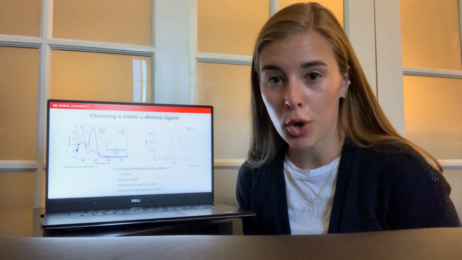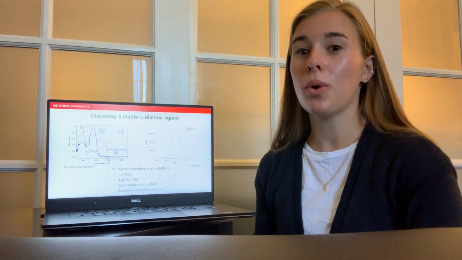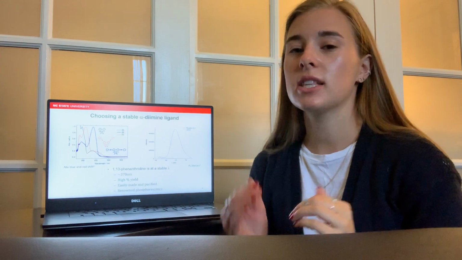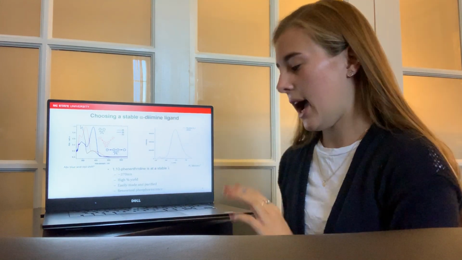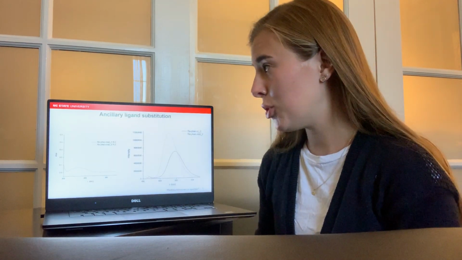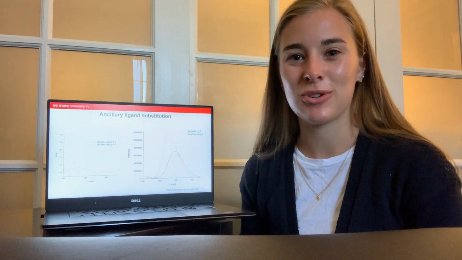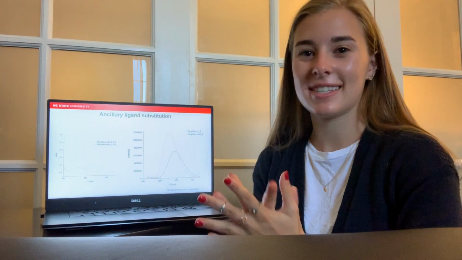The other ones do not show that at all. They're a little too high. They're too high for the MLCT to interact with it, which is not good at all. So now we can move on to the ancillary ligand substitution that we have been trying to figure out how to do.